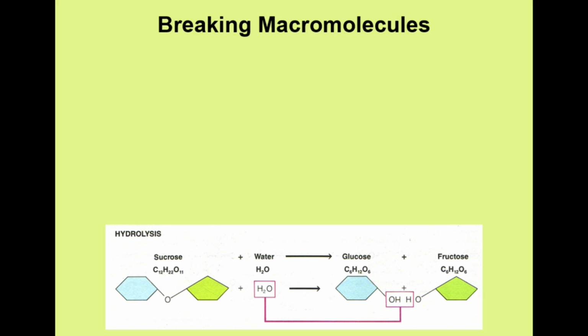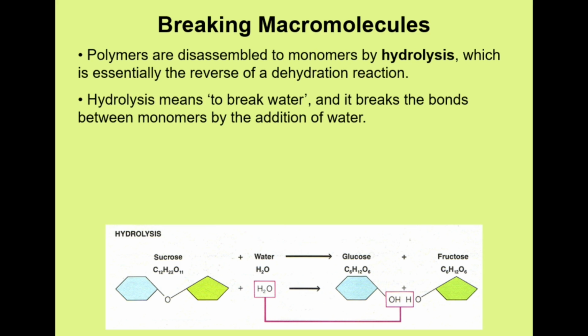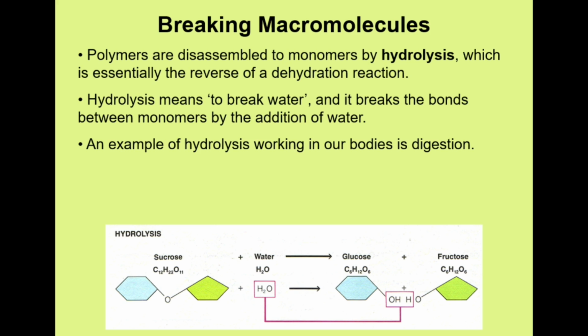So speaking of hydrolysis then, we can see here that polymers are disassembled to monomers by hydrolysis. So hydro referring to water, lysis means to break, so hydrolysis, to break water. And hydrolysis is essentially the reverse of a dehydration reaction. It breaks the bonds between monomers by the addition of water. So with dehydration, we removed a molecule of water, with hydrolysis, we're going to add it back to where it was originally.